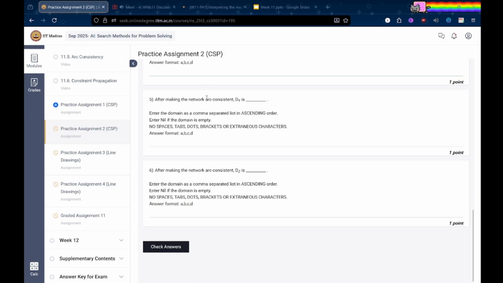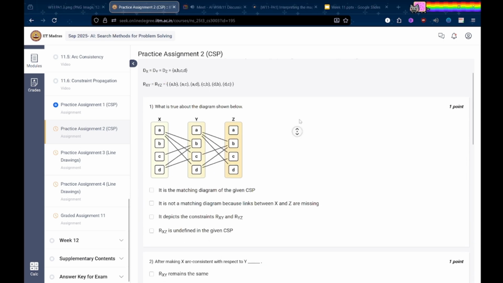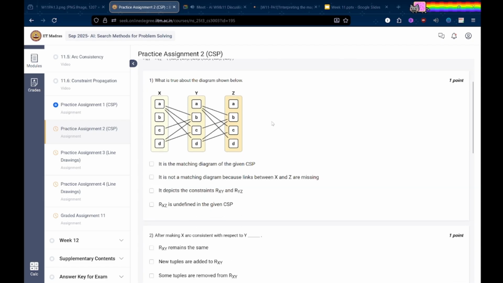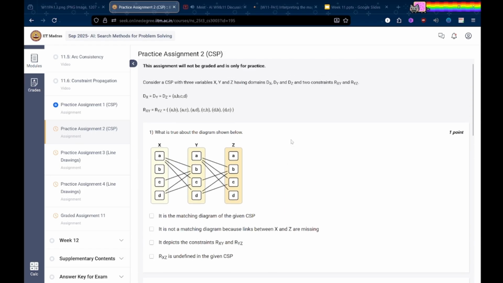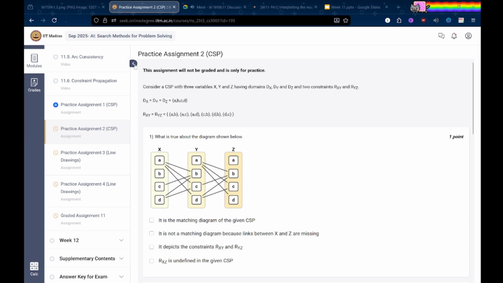Okay, so this is about arc consistency. The domain of X, Y, and Z is ABCD, and RXY and RYZ are AB, AC, AD, CB, DB, DC. So these two, XY and YZ, both have the same relations. It's really being denoted by this diagram itself. What is true about the diagram? It is the matching diagram of the given CSP. Okay, so we can check that.